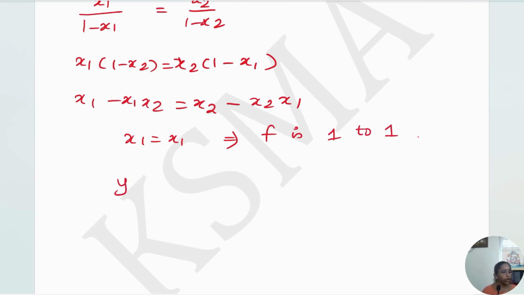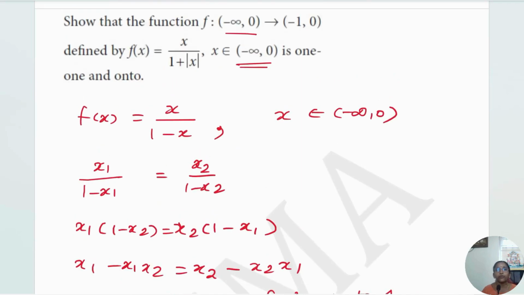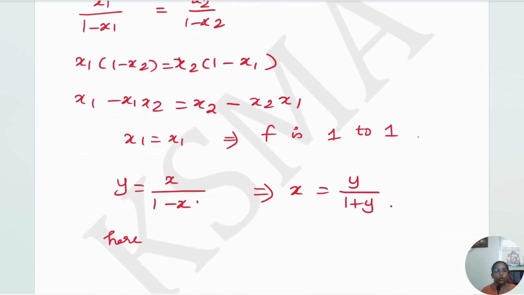So y is equal to, what is our function? What we have defined? y is equal to x divided by 1 minus x. From this, solve for your x value. That will be y divided by 1 plus y. So look at your data. Here our y value is defined. Output is defined for minus 1 to 0. So y belongs to minus 1 to 0 in this problem.